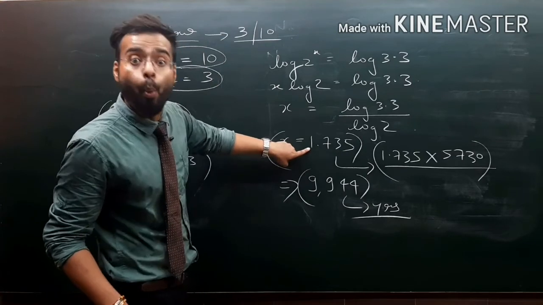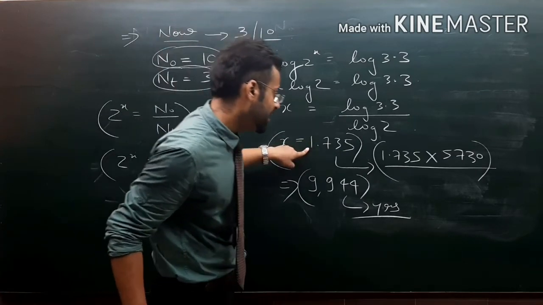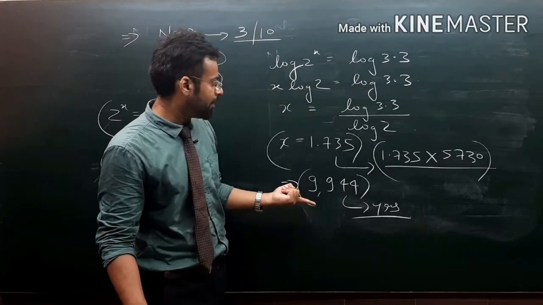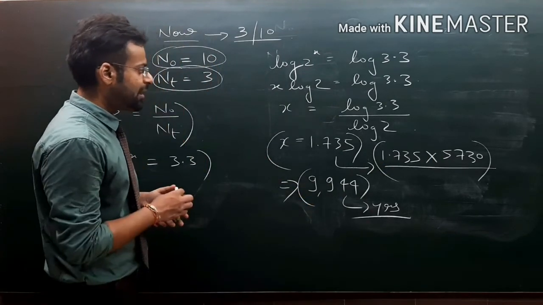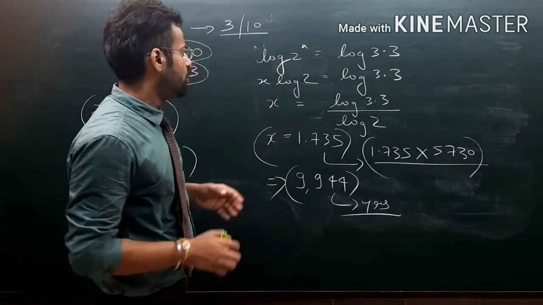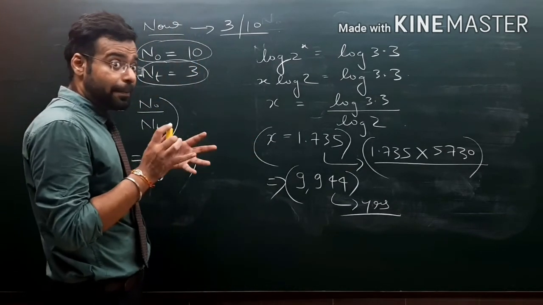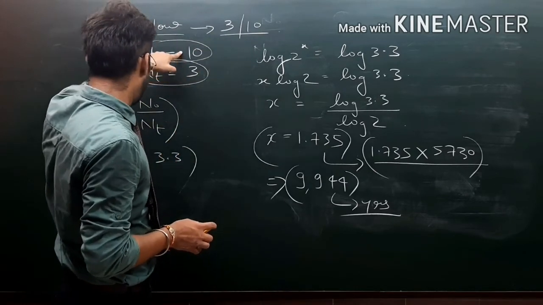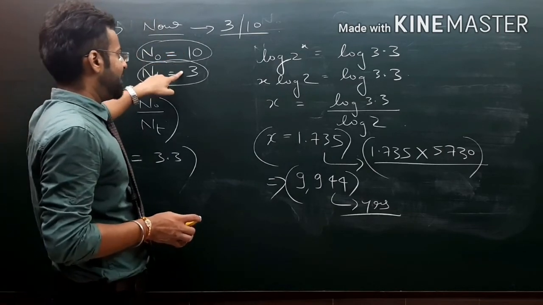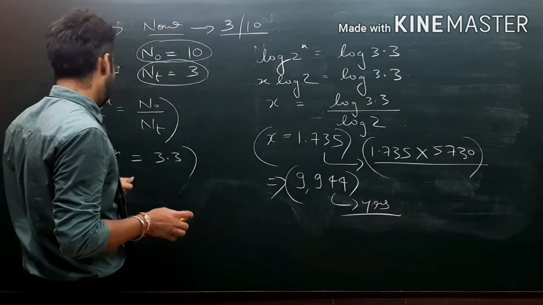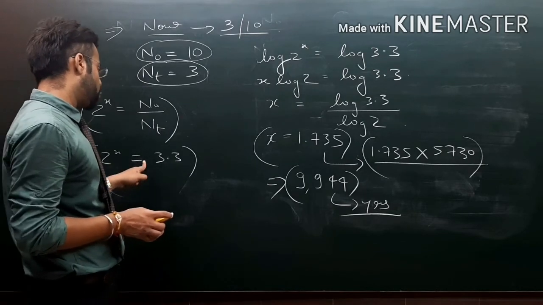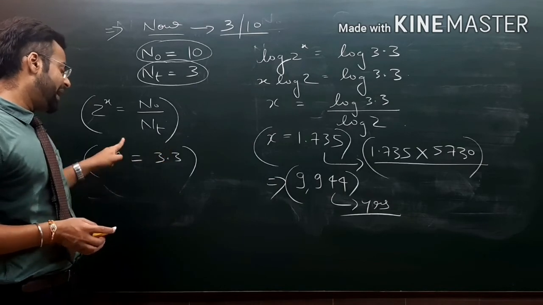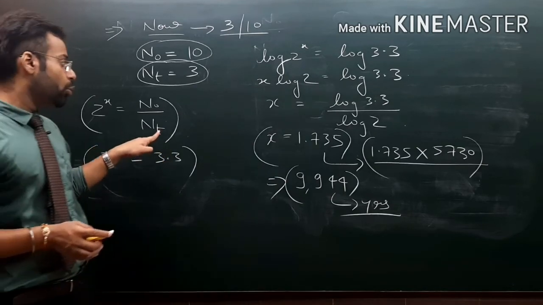Here the value would have been 1, and when we multiplied 1 with 5730, it would have given us 5730. Getting my point? So if it would have become half, rather than 10 by 3, it would have been 10 by 5, and that would have been 2. So here we would have 2 to the power x is equal to 2, and now 2 to the power 1 is equal to 2 to the power x, and now x would have been equal to 1.